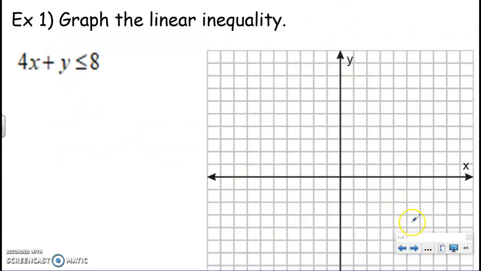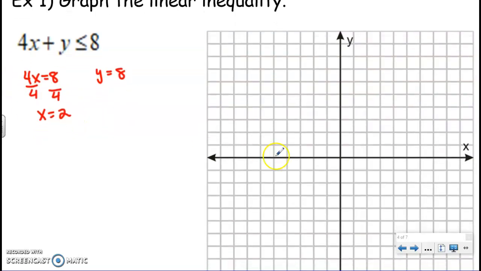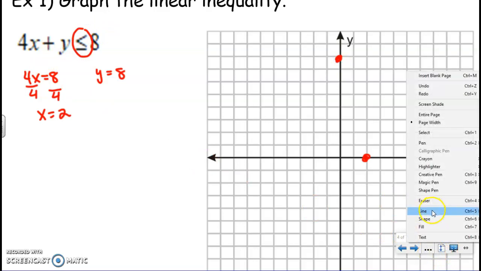Let's do another one. This one is in standard form, so we're going to do the cover-up method. So if we cover up the y, we're left with 4x equals 8. So I get x equals 2. And if I cover up the x, I'm left with y equals 8. So I'm going to go ahead and plot those points. X is 2, x-intercept, y is 8. That's 8. 1, 2, 3, 4, 5, 6, 7, 8. Okay, and then I'm going to check this one, because it has the equal to sign underneath it, is going to be a solid line.